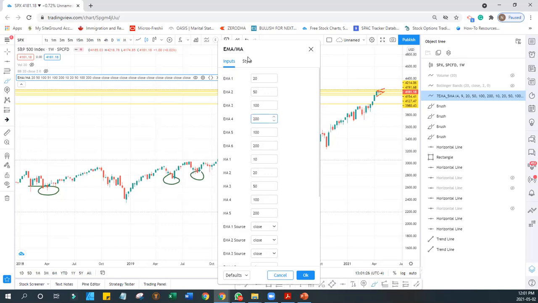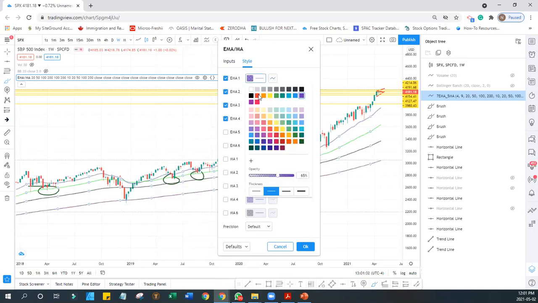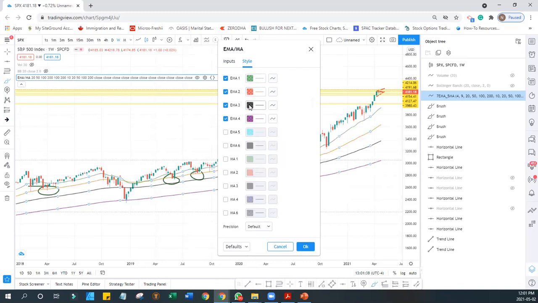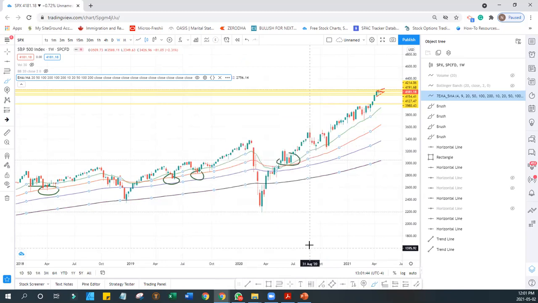Now remember the color. I'm going to change the color. Smaller is green, just to make it easier. Then the red, then blue, and then black. Because I always like the higher time frame to be black.